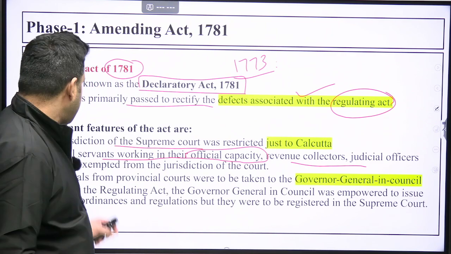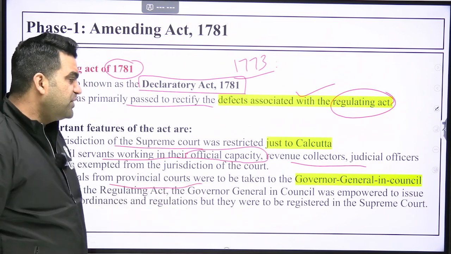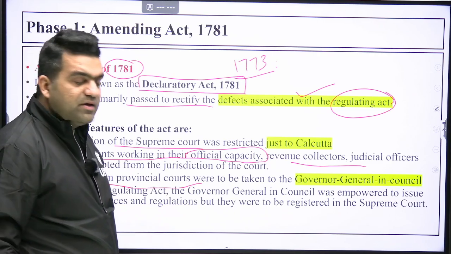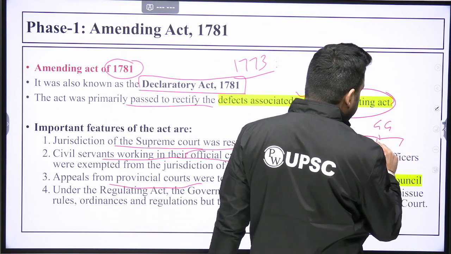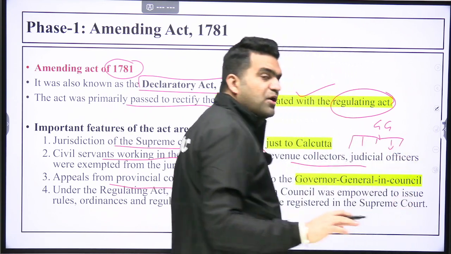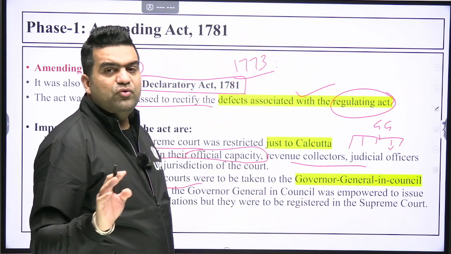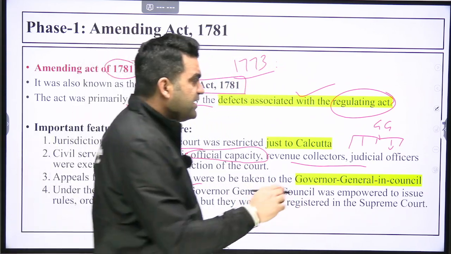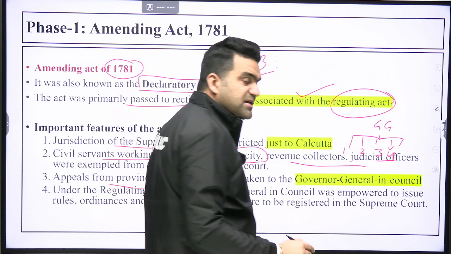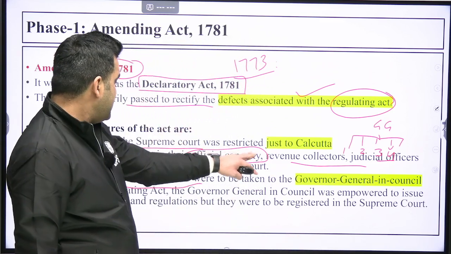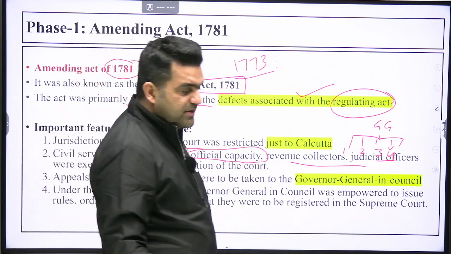Appeals from the provincial courts were to be taken to the Governor General in Council. So the Governor General plus the 4 members, whatever appeals come will not go to the Supreme Court at Calcutta. They would be heard by the Governor General with the 4-member council. That is why this act clarified that the power of the Supreme Court would be restricted to just Calcutta.